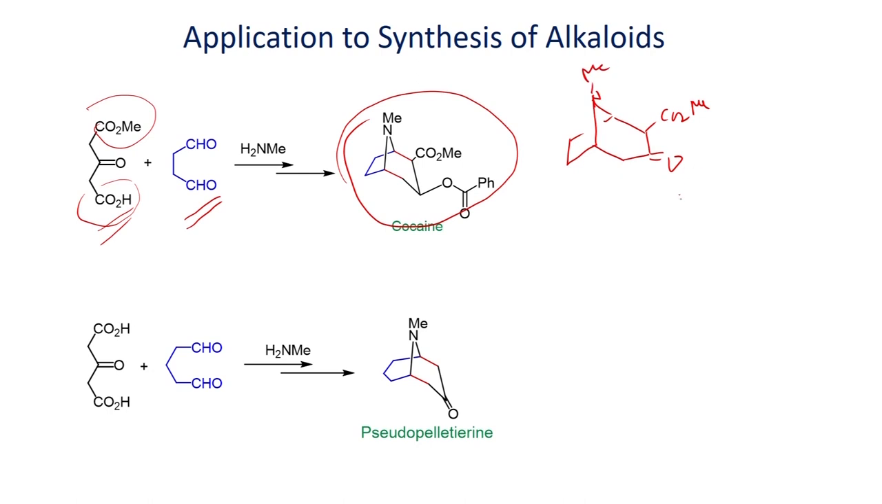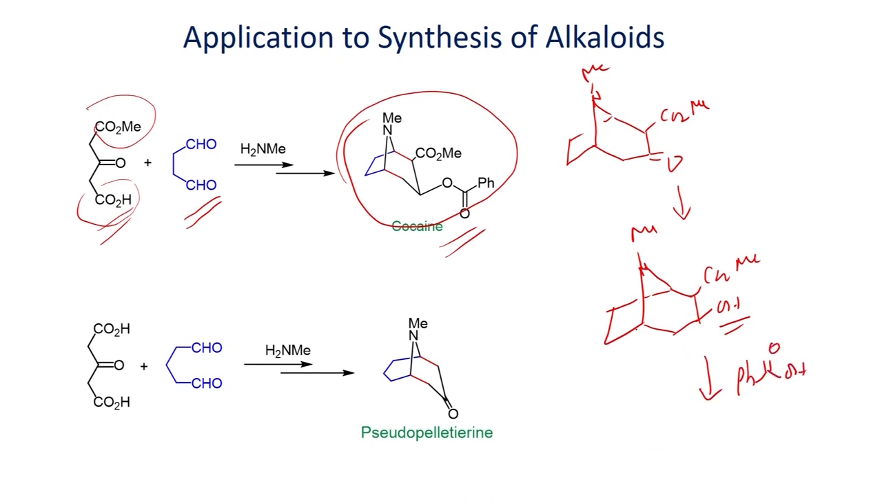Once you form this one, this can be further reduced using an appropriate reducing agent to give the corresponding alcohol product, which can be further reacted with the carboxylic acid to give this ester as the product. Similarly, if you use this dialdehyde, you will be able to generate this bicyclic ketone as the product. Here also the double Mannich reaction is involved. Following that, decarboxylation takes place to give this ketone.